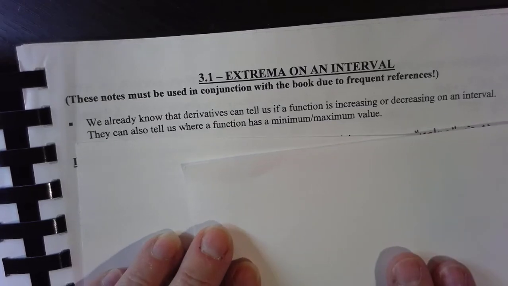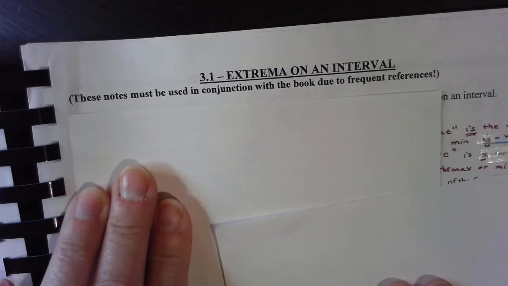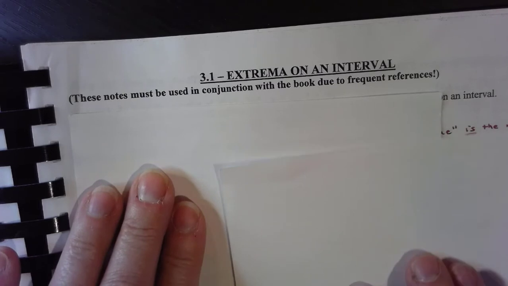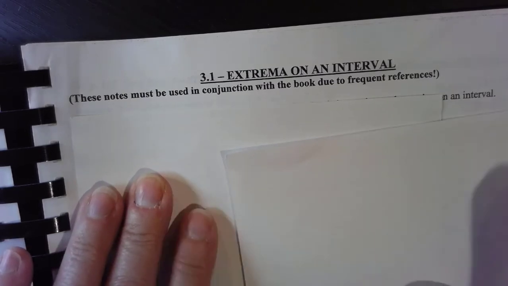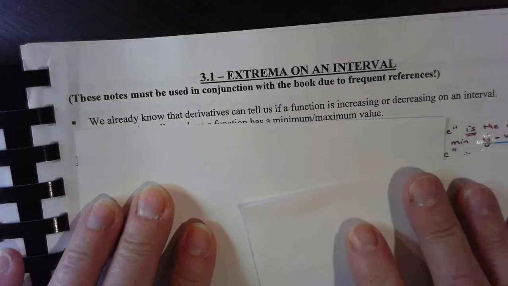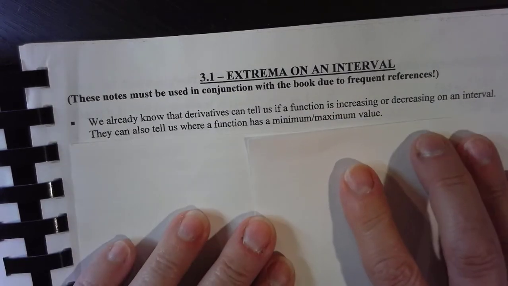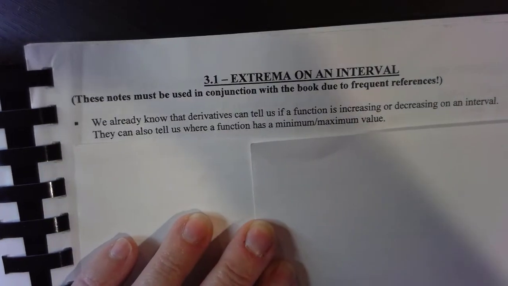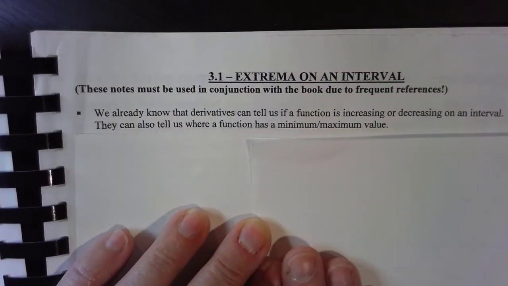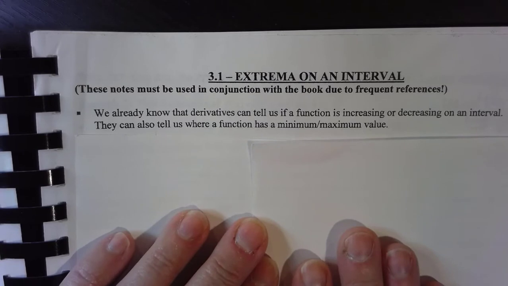Note that this says that the notes in this section must be used in conjunction with the book because I'm going to refer to things in there frequently. Extrema on an interval. Now we already know that derivatives can tell us if a function is increasing or decreasing on an interval. They can also tell us where a function has a minimum or a maximum value.